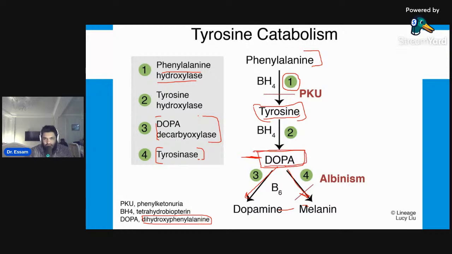Dihydroxyphenylalanine and its conversion to dopamine. This is the only new thing that you have to learn in this slide.